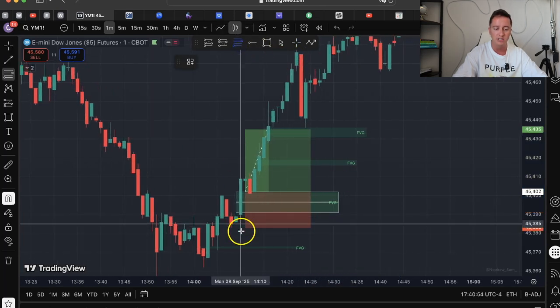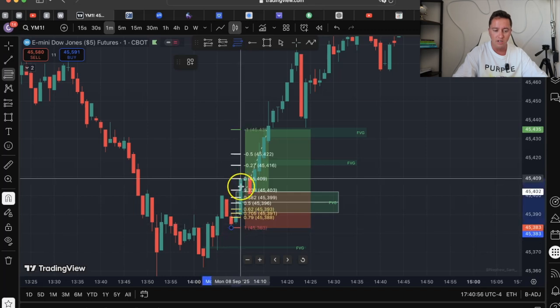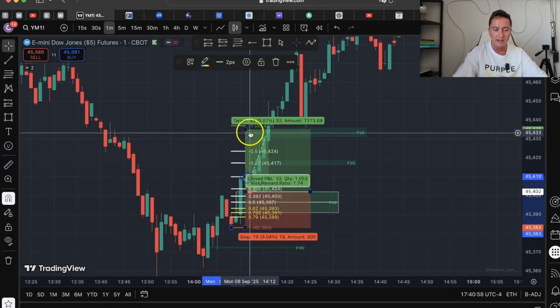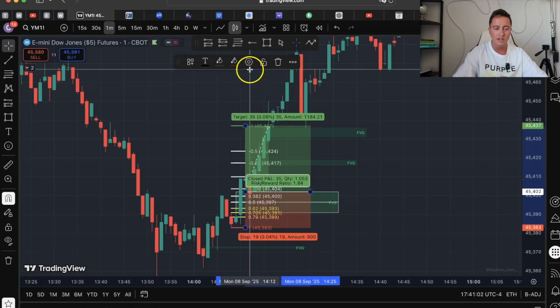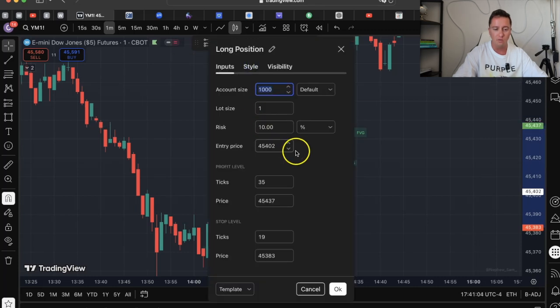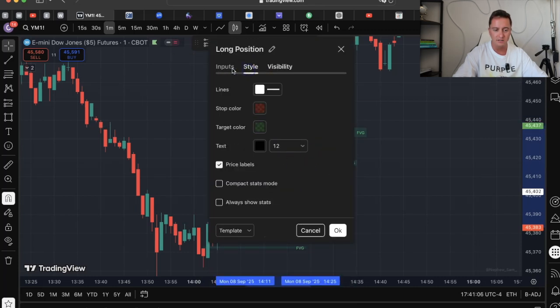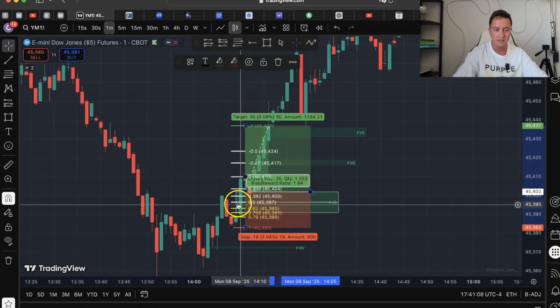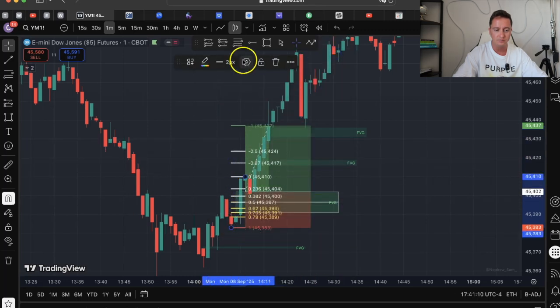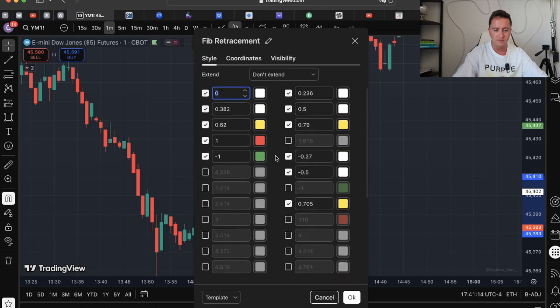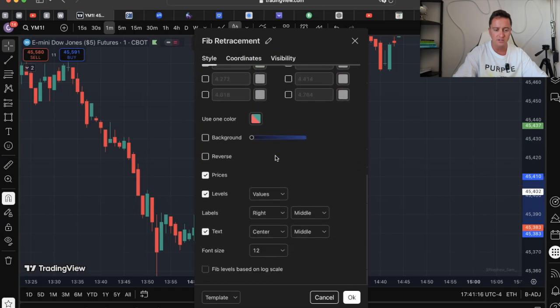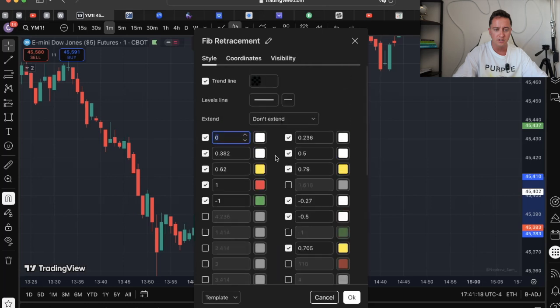I'd get my Fibonacci from this previous higher low to the current higher high, and my take profit would be right here at the negative 100% level. These are my settings for the Fibonacci right here. Oops, sorry, let me get the Fibonacci, not the long position. These are my settings right here. You guys can take a screenshot or pause the video and set it up on your charts real quick.